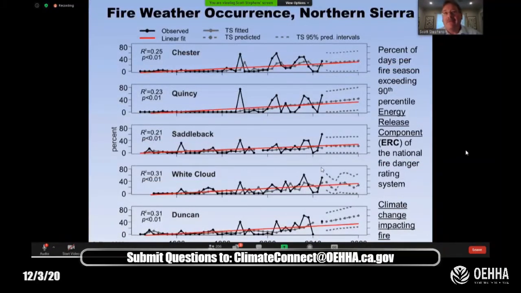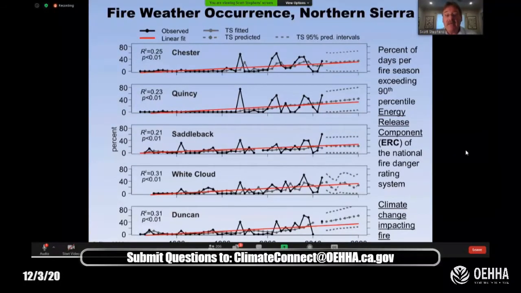No doubt, climate change is impacting fire. I know sometimes we hear too much in the media about this. I'm afraid it's politicized to a point that I don't think is very useful. But here's just one example of how climate change is impacting fire in the northern Sierra Nevada. This is a graph of fire danger rating, something called the energy release component. Energy release component has been used by fire managers in the western US for decades to try to predict the ability of fires to get large.